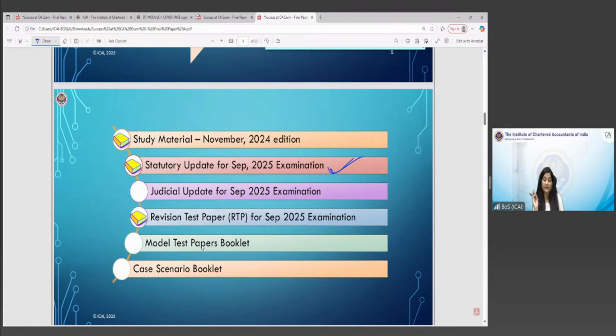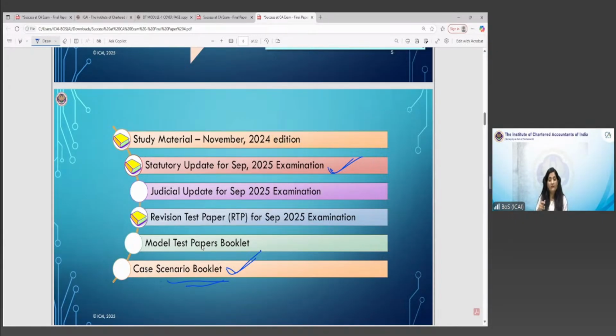Apart from the study material, stat update and judicial update, when you are studying from the study material, do that reading along with the stat update and the judicial update, right? Once you have completed your study from that, then please practice your case scenario booklet. Why am I saying case scenario booklet? Because 30% of your paper will be based on case scenario based MCQs, and the remainder will be in descriptive format. So take up the case scenario booklet only once you finish your study from the study material. This time, definitely, is the right time to take up all your RTPs, mock test papers and case scenario booklet, because this is your revisionary time.